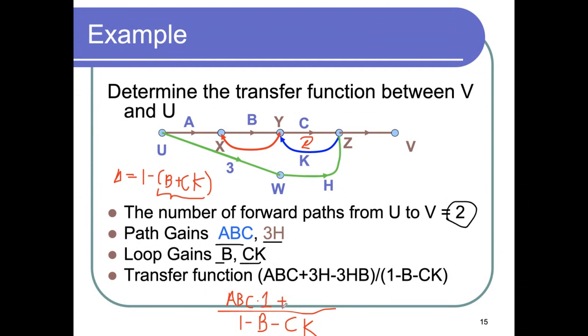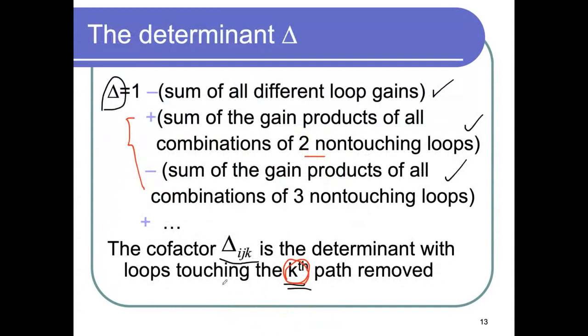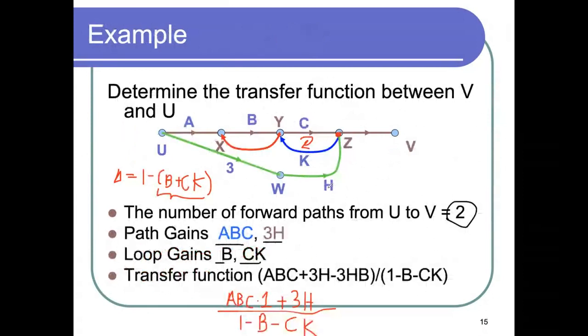This is CK, it's not C. Let me erase this real quick. It is CK. Then what is the third term? It says the sum of all gain products, combination of two non-touching loops. Actually, for example, they are touching loops, so we don't have any non-touching loops. And then we can stop because all of the remaining terms refer to the non-touching loops. Now, this is delta. So this is the determinant. It is 1 minus B minus CK.